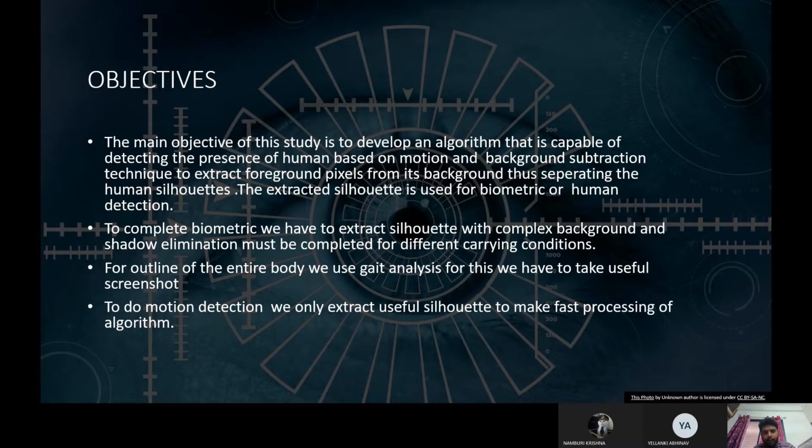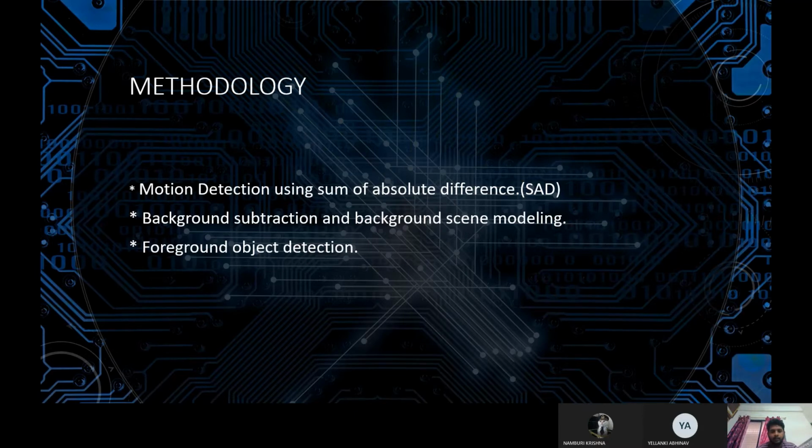To complete biometrics, we have to extract the silhouette with a complex background. By using the outline of the entire body using gait analysis, we have to take useful screenshots. To do motion detection, we only extract useful silhouettes to make processing of the algorithm fast. The methodology will be explained by Abhinav.